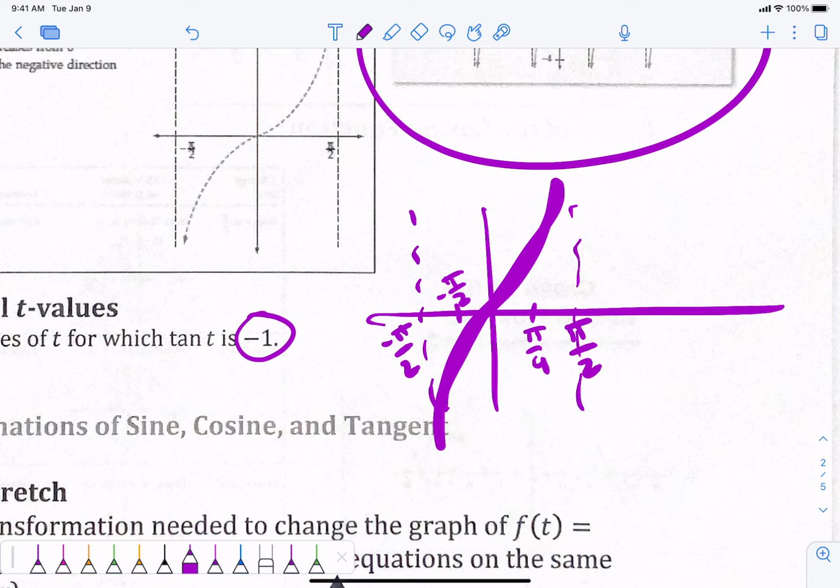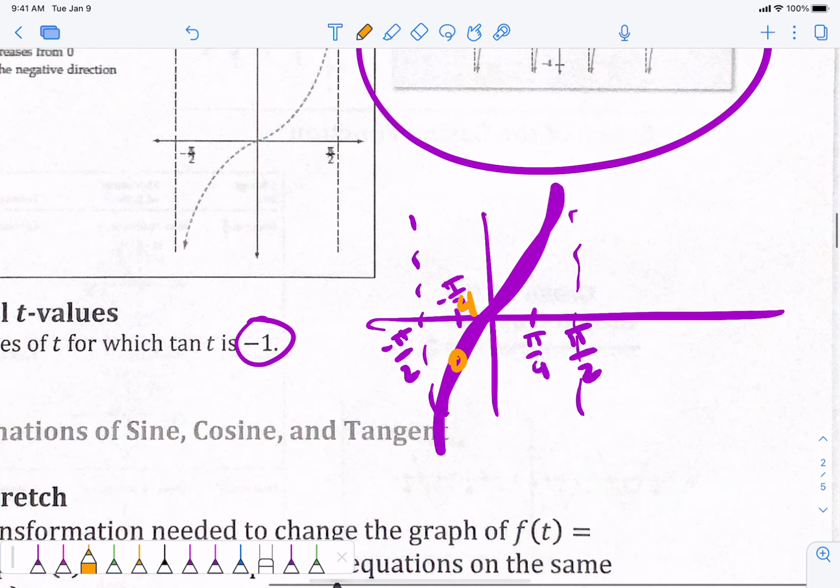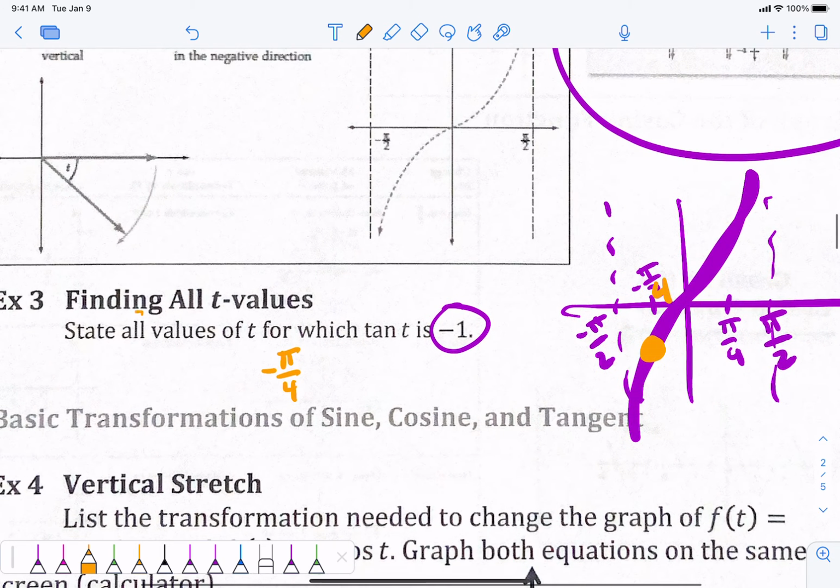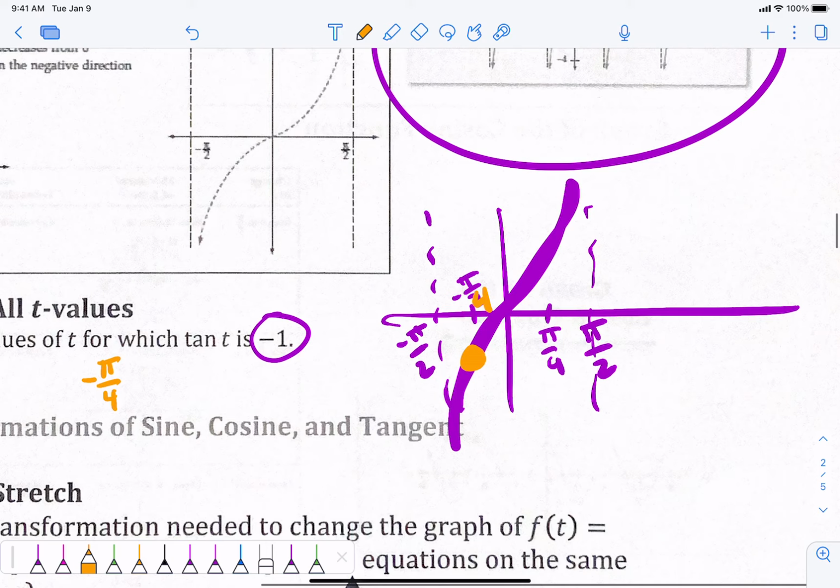Where does tangent equal -1? It equals -1 at -pi/4, right? So for the first period, it's at -1 when it is at -pi/4. Do you see how that works? But I want all values, not just the ones in the first period.